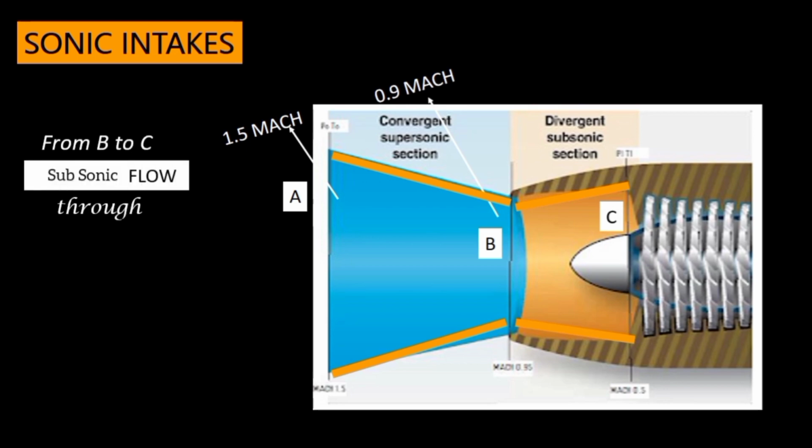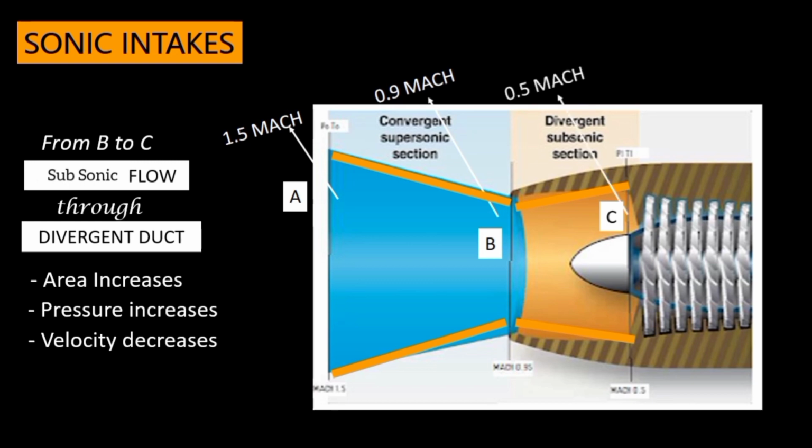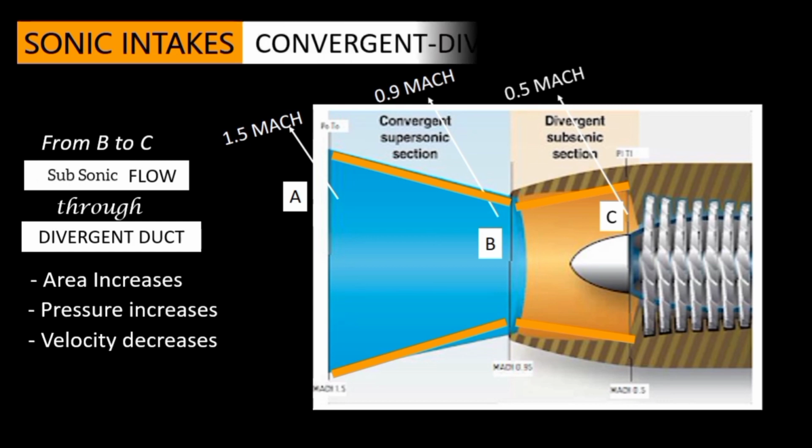As the air flows from point B to C, the area of the duct increases and the pressure of the airflow increases as well, but the velocity starts decreasing. At point C, at the face of the compressor, the airflow has reached 0.5 Mach. This ensures high compressor efficiency.